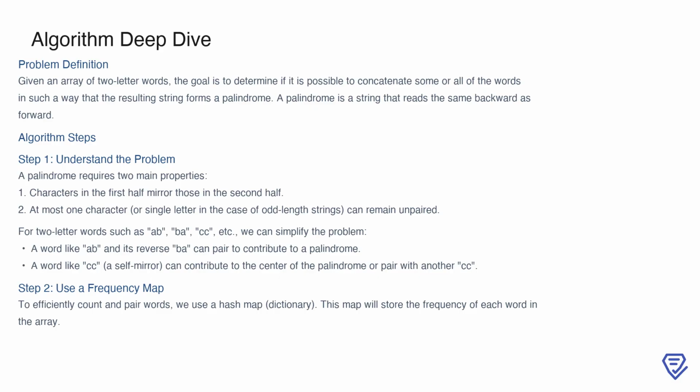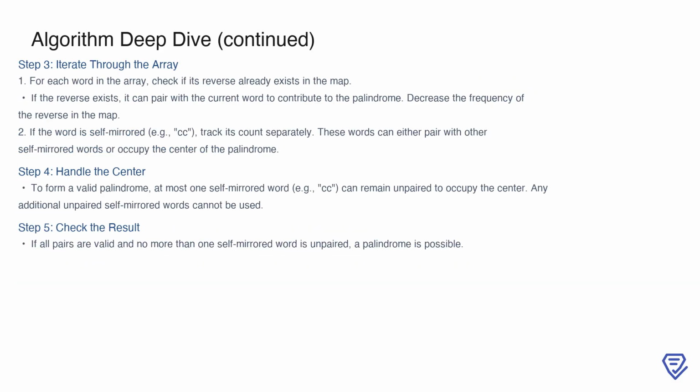To approach this problem efficiently, we use a hash map, or frequency map, to count the occurrences of each word in the array. To build the solution, we start by iterating through the array of words. For each word, we check if its reverse already exists in the frequency map. If it does, the two can pair to contribute to the palindrome, and we reduce the frequency of the reverse word in the map. Next, for self-mirrored words like cc, we track their count separately.